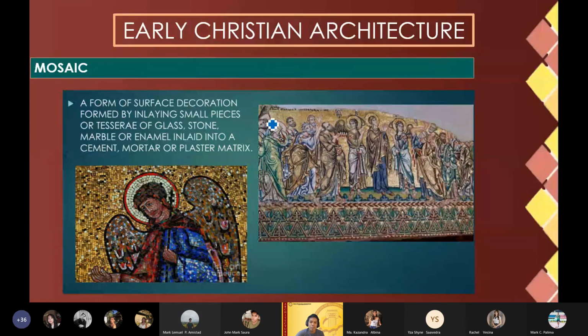So if you notice here, makita nimo ang art during early Christian architecture sa ilang interior, dili sa exterior. Their exterior is very simple, but ilang gibawi sa ilang interior.